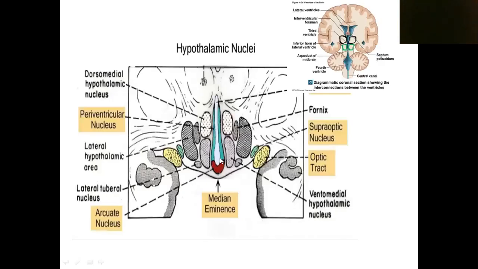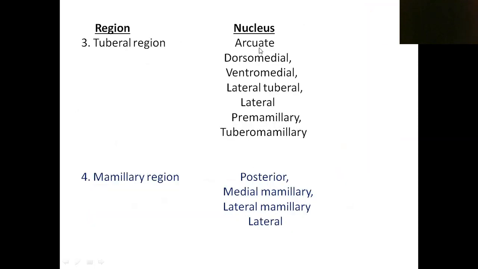We'll try to identify them. This one is the coronal section of the hypothalamus. So this is the third ventricle, and the right and left hypothalamus. Here we can see some nuclei. So what are they? Here, one arch-shaped nucleus is here. Arcuate. That's why it's known as arcuate. It is arched. So, the arcuate nucleus.